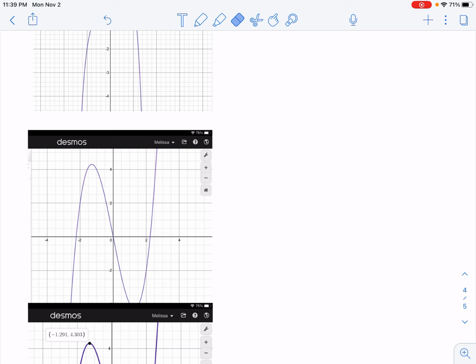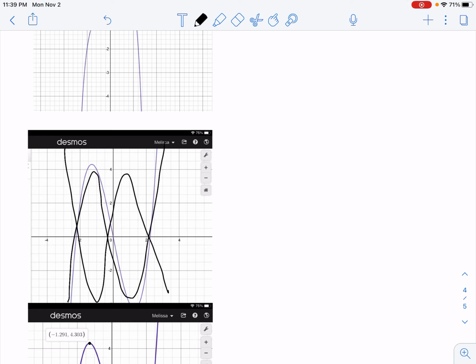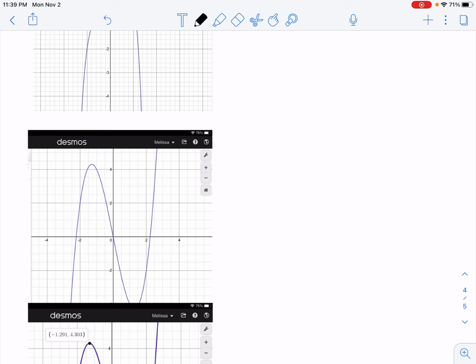If this was flipped over the x-axis, we would get its mirror image like this. Whoops, let me try that again. And then if we were to flip it over the y-axis, we would get that mirror image like that. And so we would get that image. So it seems like a good candidate for being odd.